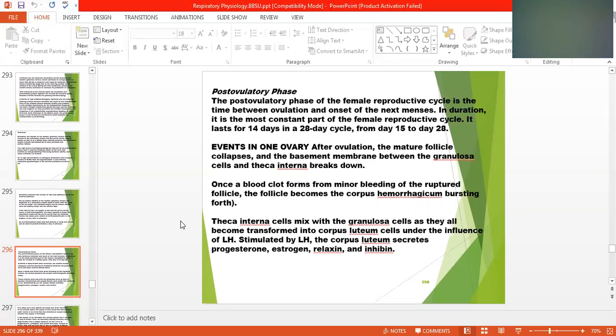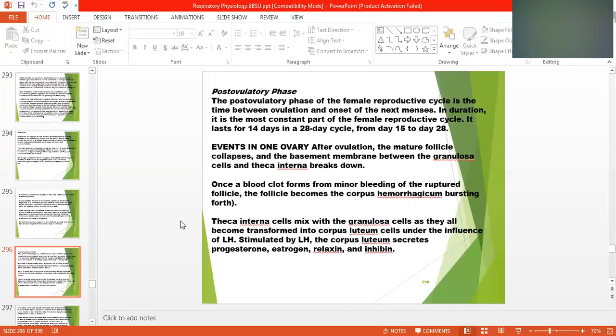In the ovary, after ovulation, the mature follicle collapses and the basement membrane breaks down between the granulosa cells and theca interna. Once a blood clot forms from the minor bleeding of the ruptured follicle, the follicle becomes the corpus hemorrhagicum.